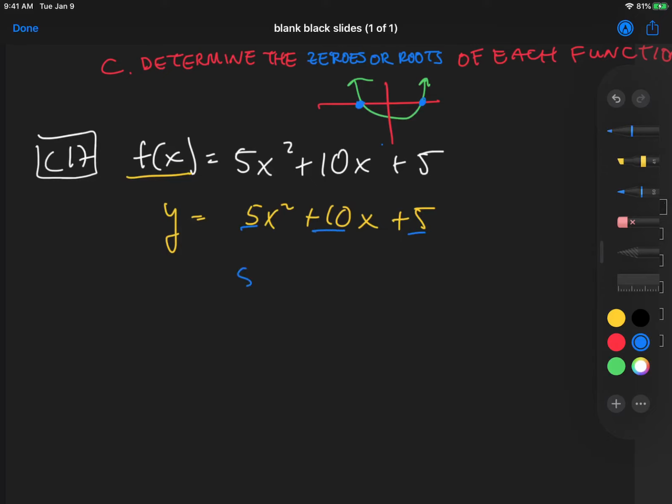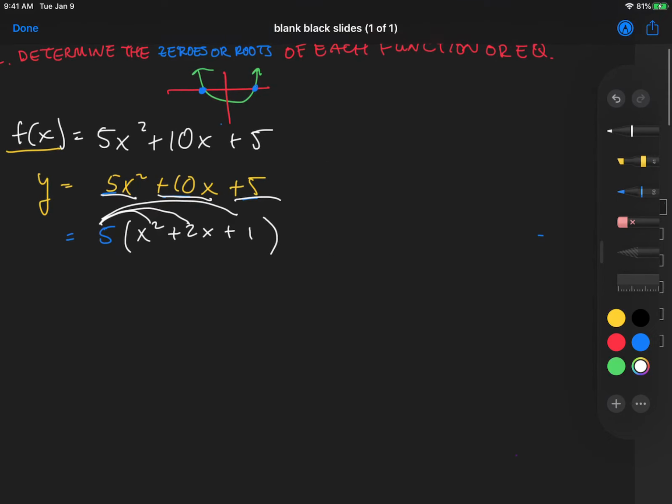So let's pull out the greatest common factor, which is 5. You're going to be left with x squared plus 2x plus 1. How did I get that? You can just distribute. 5 times x squared gives you 5x squared, 5 times 2x gives you 10x, and 5 times 1 gives you 5. Right, they're in white. Let me do green.